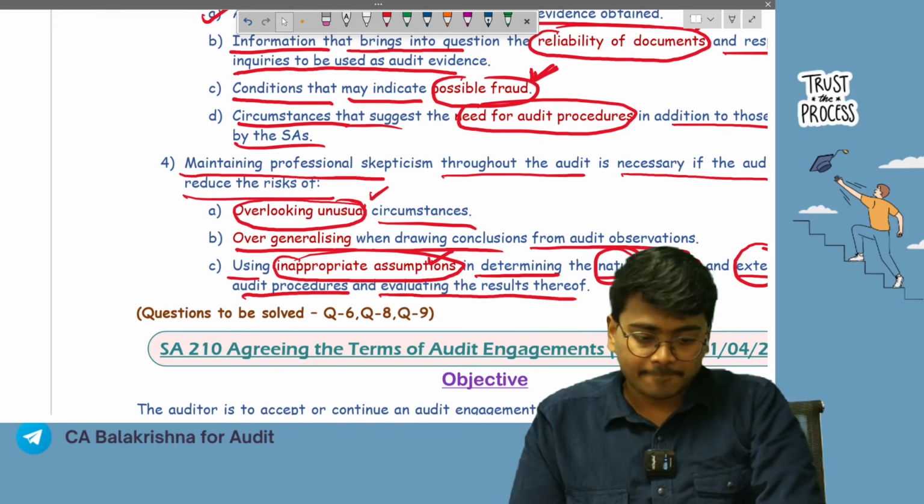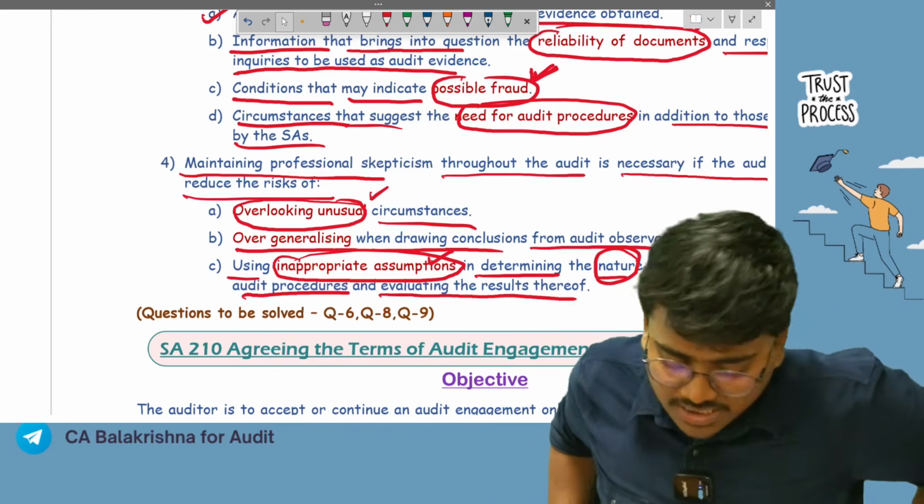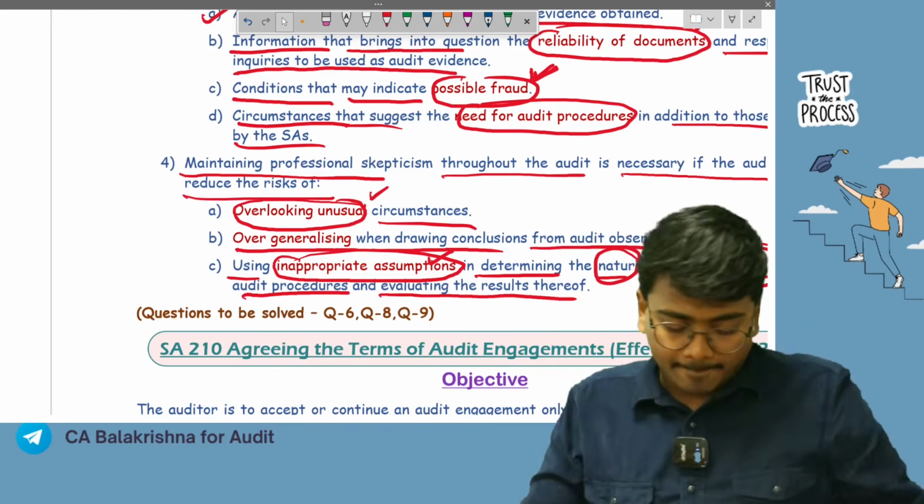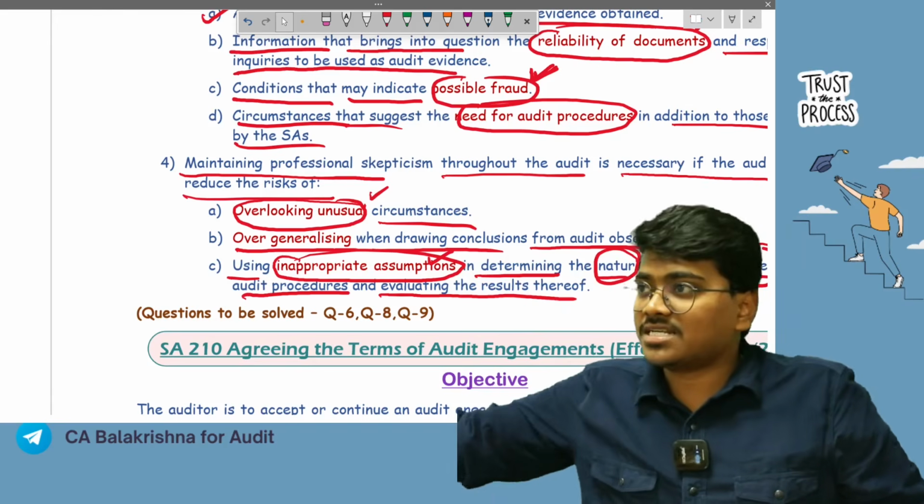Got it? We'll read these 3 questions and we'll wind up. In tomorrow's class we'll freshly start with SA 210.